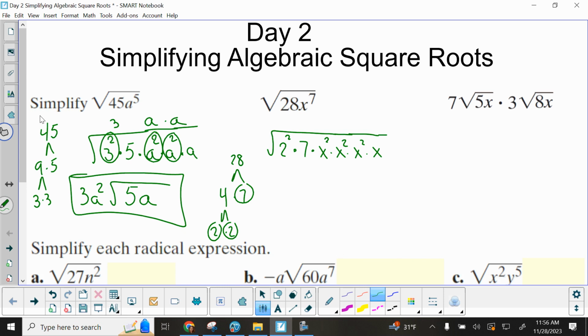So what's coming out of the radical? A 2, an x, an x, and an x. So 2x cubed outside the radical. Inside the radical is 7x.